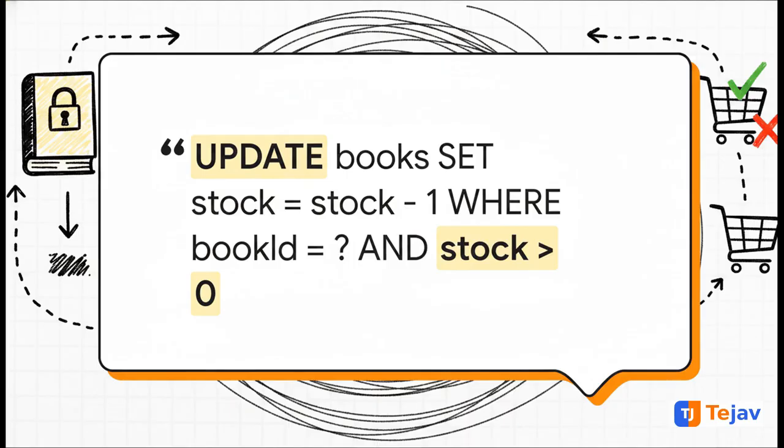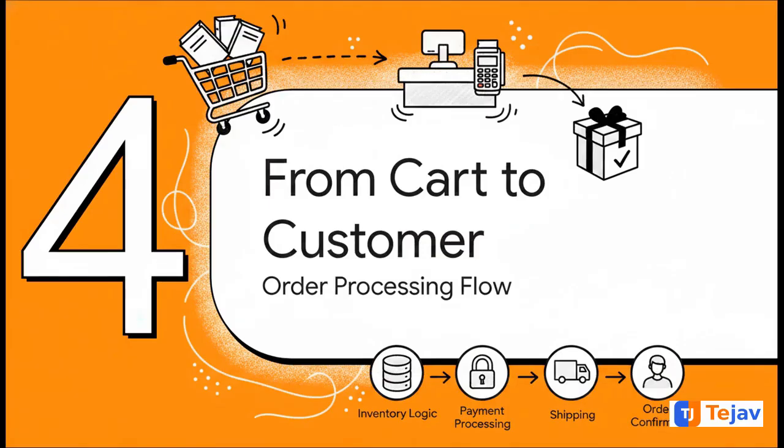The first request to run this command wins. The second one, it'll fail because the stock greater than 0 part is no longer true. And just like that, our race condition is solved. Whew! Now that we've solved that inventory nightmare, let's look at the bigger picture, the checkout process. This is where we bring everything we've built together and actually turn a user's cart into a confirmed order.